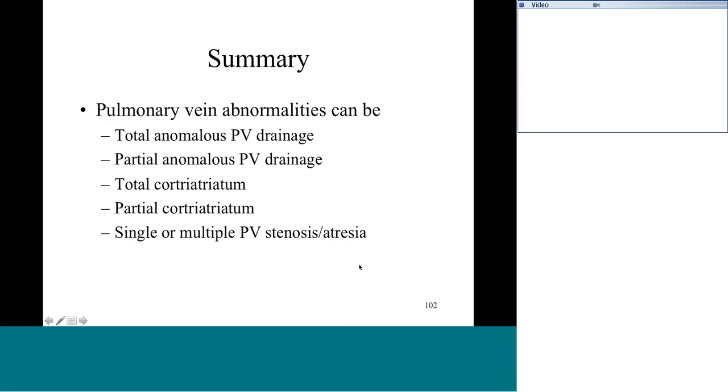So to summarize, pulmonary vein abnormalities can be total or partial anomalous pulmonary venous drainage, cor triatriatum, single or multiple pulmonary vein stenosis, and atresia. One thing that I missed out was scimitar syndrome. Scimitar syndrome is an isolated anomalous pulmonary venous connection of entire right lung into the inferior vena cava. Sometimes may involve only the right lower lobe.